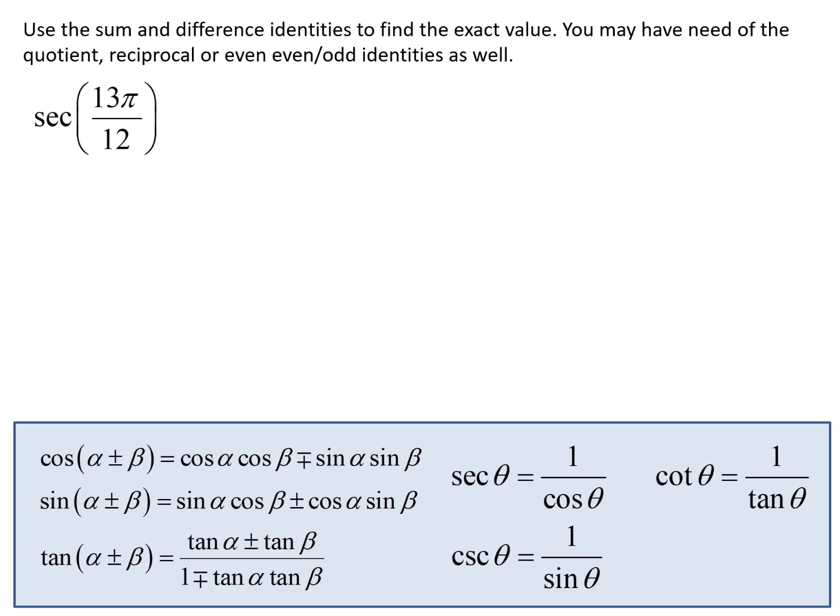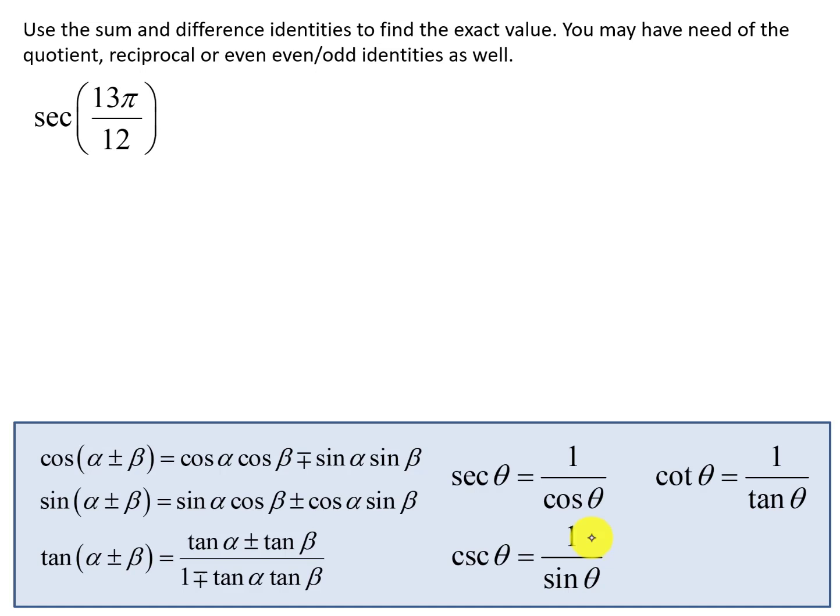So we want to use the sum and difference identities to find the exact value, and you may need to use quotient, reciprocal, or even-odd identities as well. Down below here we have our sum or difference identities for cosine, sine, and tangent. If we needed the sum or difference ones for one of the other three trig functions, we would simply use their reciprocal function, compute the value, and then take the reciprocal.